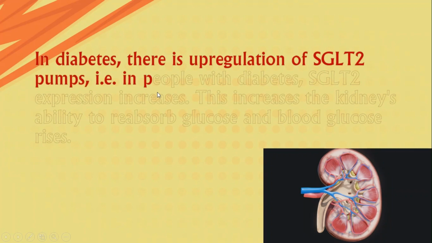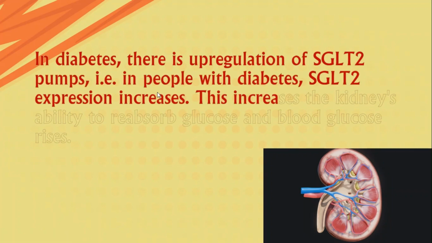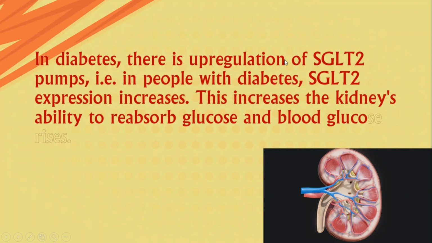Now, what happens in diabetes? In diabetes, there is an upregulation of SGLT2 pumps. When I say upregulation, it means that in people with diabetes, SGLT2 function increases. In return, the kidney starts absorbing more glucose and sending it back to the blood. So the blood glucose rises.